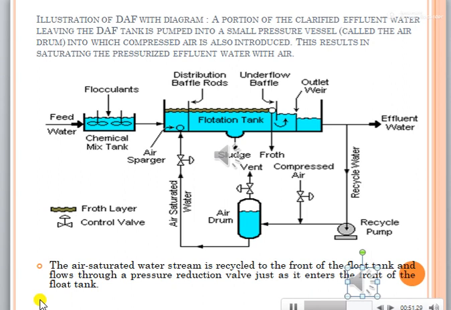A portion of the clarified effluent leaving the dissolved air flotation tank is pumped into a small pressure vessel. This is known as the air drum, into which compressed air is also introduced. This results in saturating the pressurized effluent water with air. The air saturated water stream is recycled to the front of the float tank and flows through a pressure reduction valve, as shown in the diagram, just as it enters the front of the float tank.